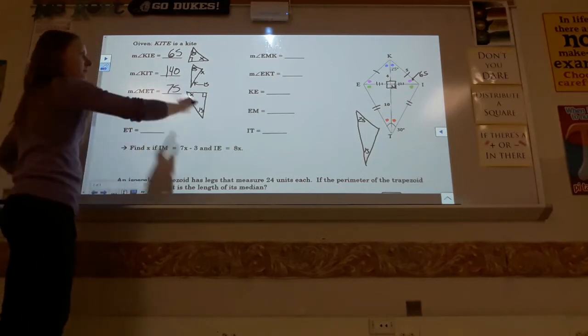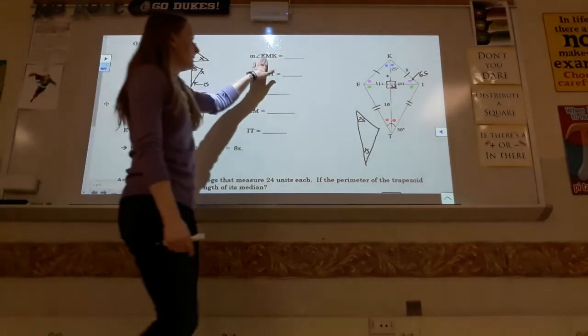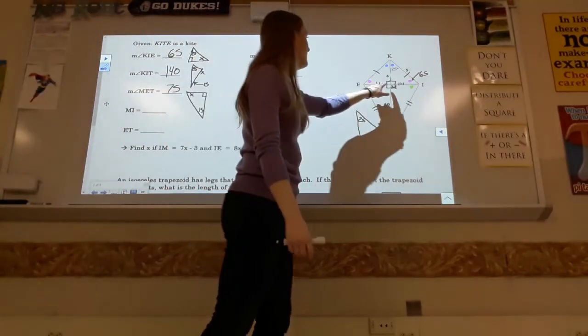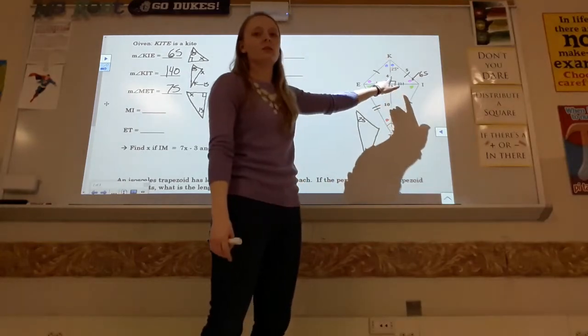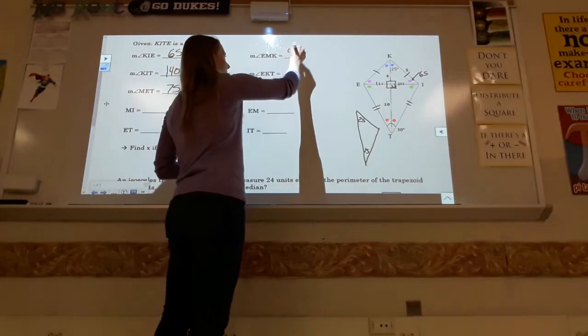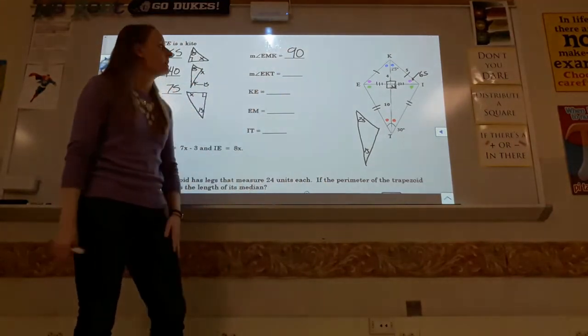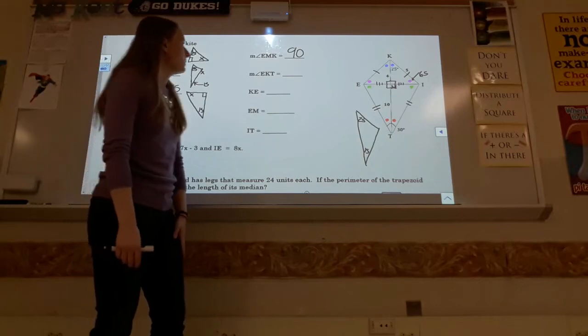Okay, I'm going to go up here and finish with the angles before I move into the segments. So I'm going to come up here to EMK. So EMK, that's this angle right here, and using the property of the kite, which says that those are perpendicular diagonals, that means that's going to be 90. And then our last angle, EKT.